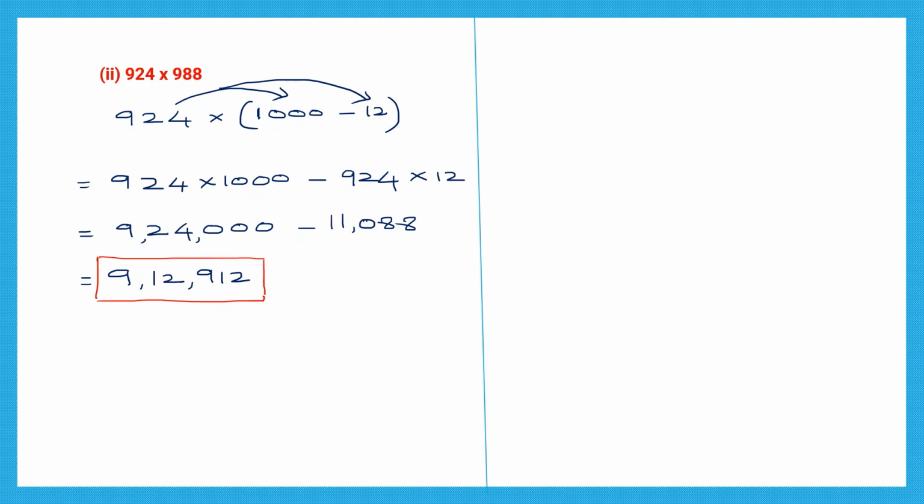Another way of doing this is, let me write the question down for you. 924 into 988. Now we can expand either 988 or 924 itself. We can expand one of these to get our answers. So let's expand 924. When we expand 924, what do we get? 900 plus 20 plus 4. So this is equal to 924 and the remaining is into 988. You can even write 924 into and expand the other number.